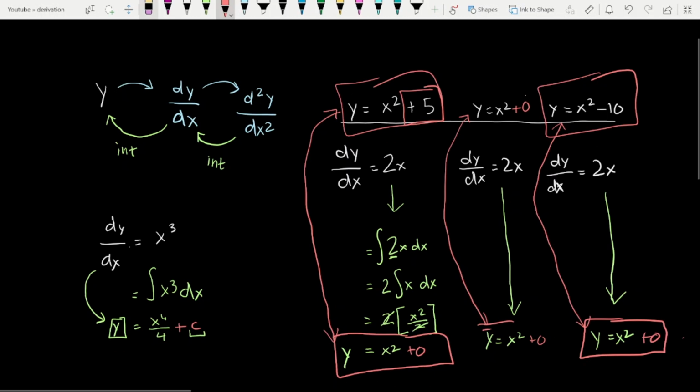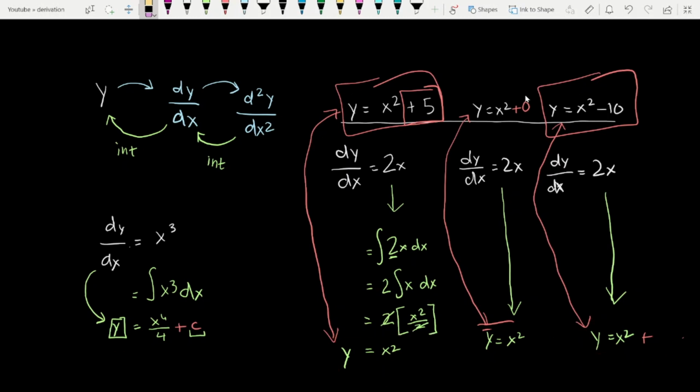So that means that we need to do something to not lose our constants. And what we do is, whenever we integrate, reversing differentiation, remember, when we don't add limits, see, we didn't add limits over here, we didn't add limits over here.